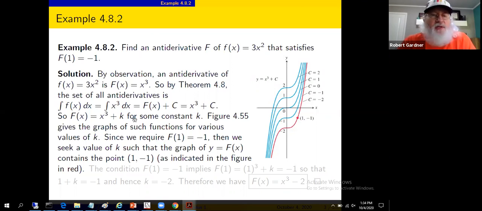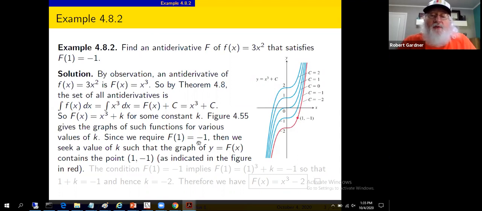Well, because they told us, we want capital F of 1 to equal negative 1. Graphically, that means we want from this collection of curves the one that passes through the point x, y equals 1, negative 1. Here's the point 1, negative 1. This is the one we want. So we just need to figure out what the value of k is that produces that one. And they've really given it away in the picture. But let's do the algebra, because we might not always have pictures.